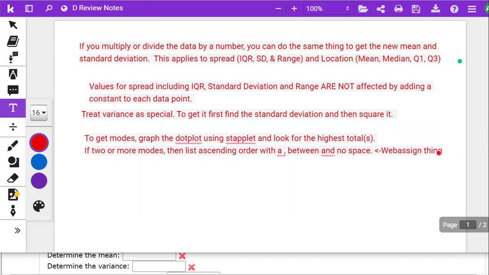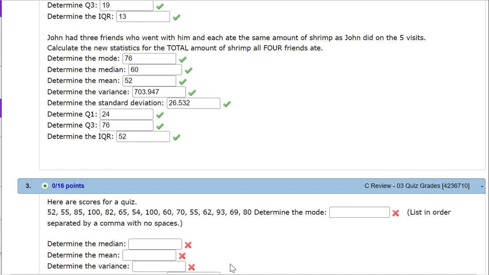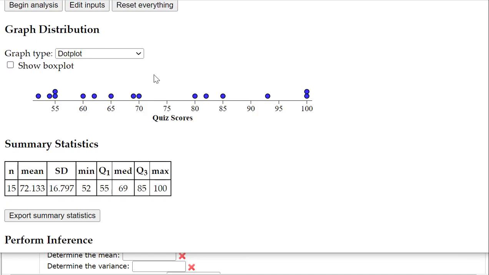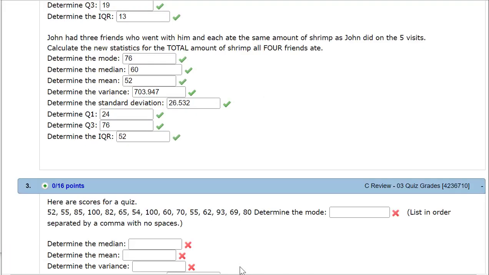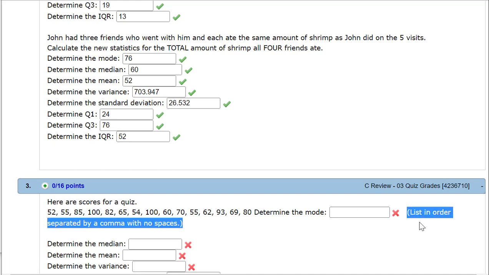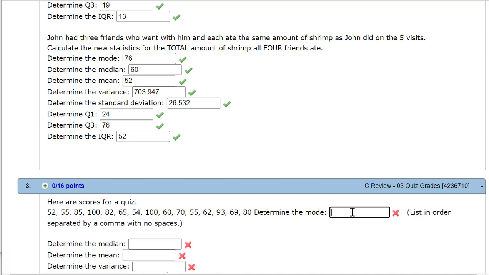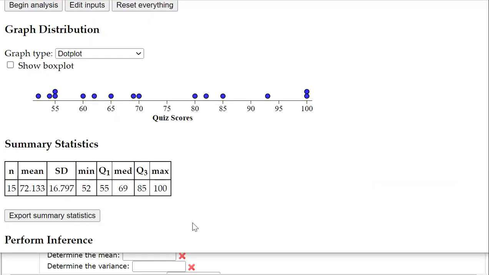Okay, so let's go ahead and, my modes, I had 2 modes. What were my 2 modes? 100, and you can float over it in case you can't read the value. So if it was over here, you could see, oh, that's 62. So I got 55 and 100. And usually on the mode, list in order, separated by a comma with no spaces. 55, comma 100. Median, let's see, the median is 69 and the mean is 72.133.